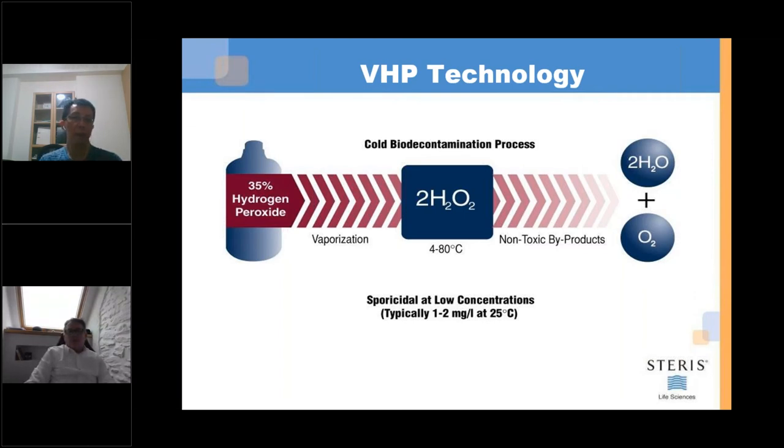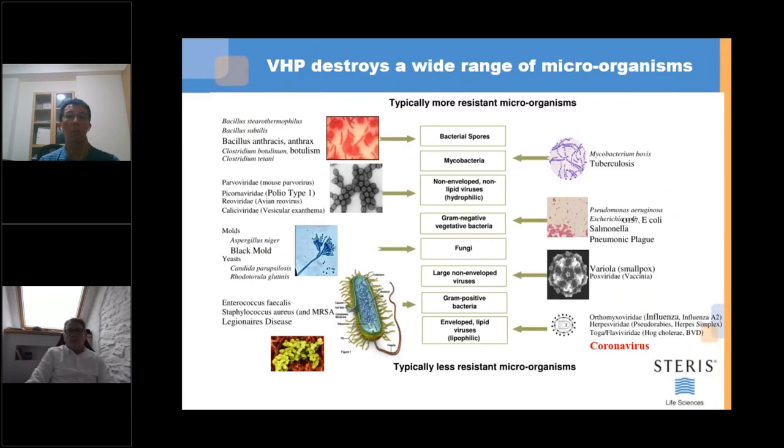So for VHP, I think you saw the graph of the table shown by Jim earlier. This is the range of microbes that VHP can kill, from the least resistant to the most resistant. And as mentioned earlier, surprisingly, the coronavirus, the current pandemic, is actually one of the easiest to kill. It falls within this range of enveloped viruses. And of course, the hardest to kill are the bacterial spores. We actually use Bacillus thuringiensis as one of our biological indicators.